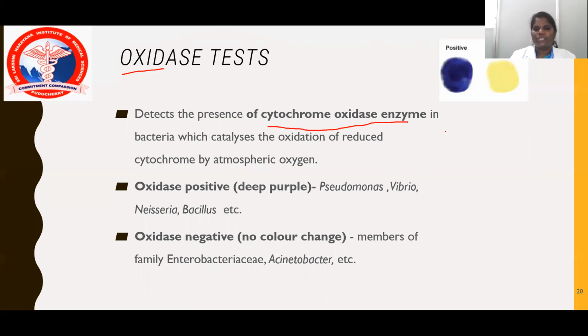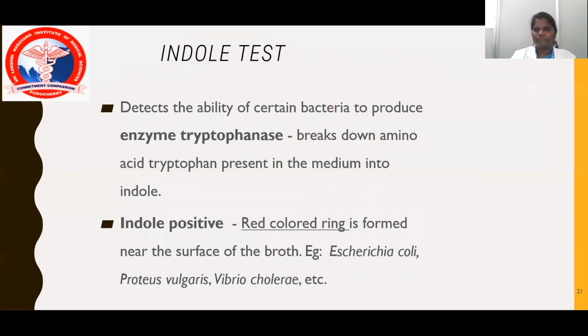So if there is a color change, that means it is an oxidase enzyme producing organism. If there is a pale color, that is a negative. Usually, Pseudomonas will be positive and the Enterobacteriaceae family and Acinetobacter will be negative. So these are the classical examples of oxidase enzyme.